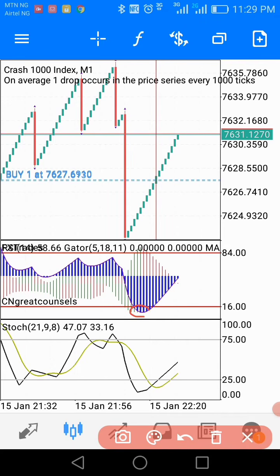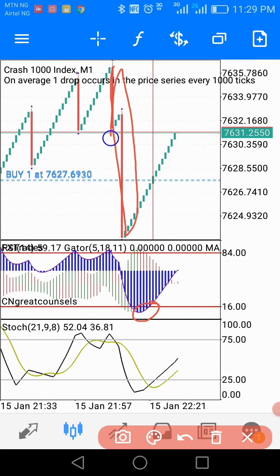Okay, at least below, it has to extend to below 16 for crash. Then for boom, it has to extend above 84, right? For crash, it has to extend below this. Now, whenever there are spikes, it can be multiple spikes, single spike, and then there is this blending like this, okay, and it extends below 16 for crash. Then that is condition number 1.